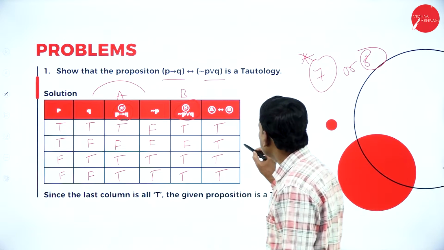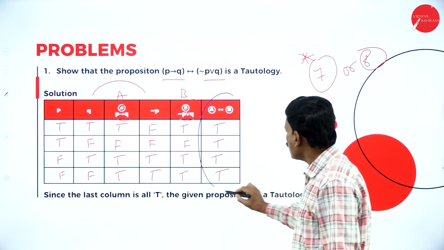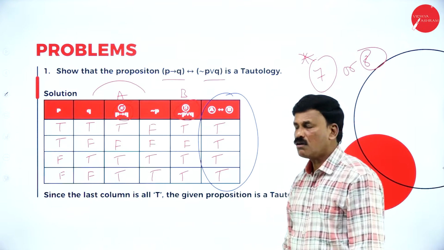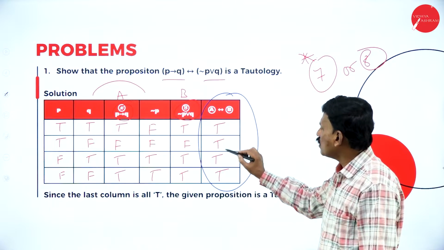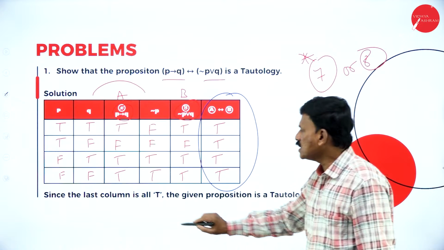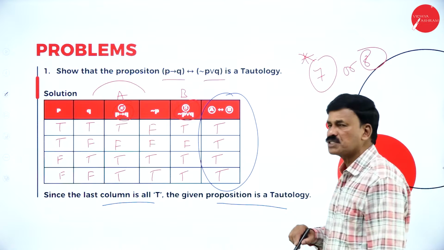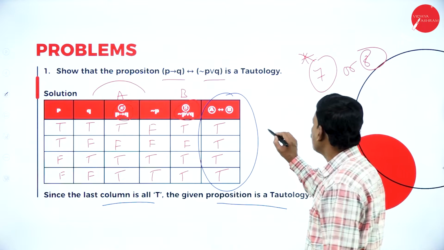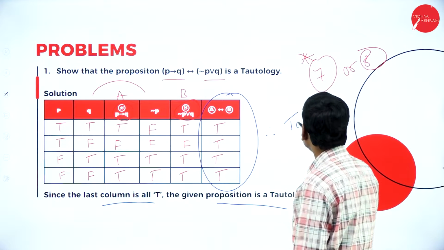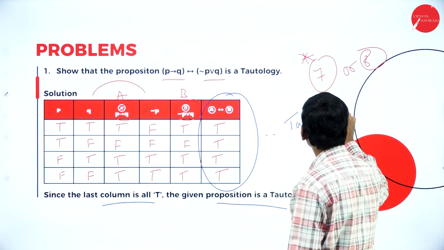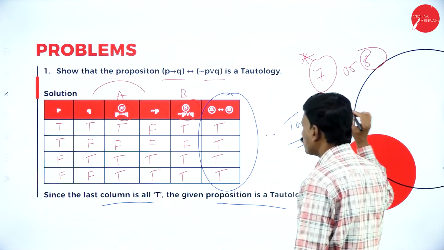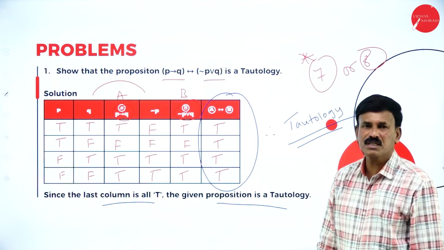What do you observe? Now, here all the values in the last column are T, T, T, T. So, the last column is all T, therefore, the given proposition is a tautology. The given proposition is a tautology. That is it, very simple.